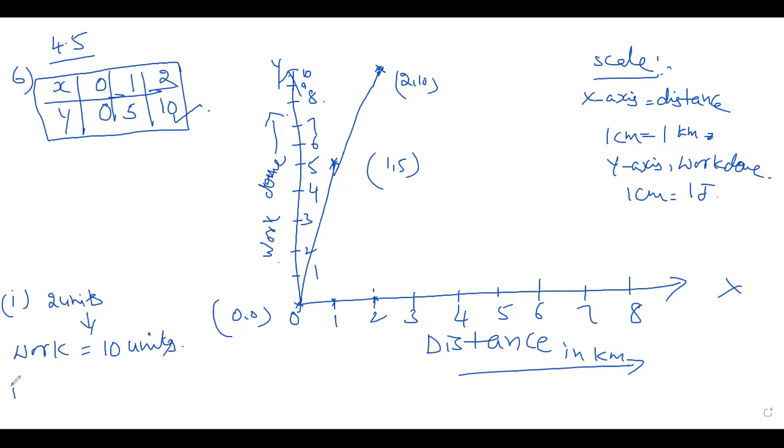Okay. Next, second one, when it is 0 units. What do we get when it is 0? We get 0. So y, that is work done, is equal to 0 units. We'll go to the next question.